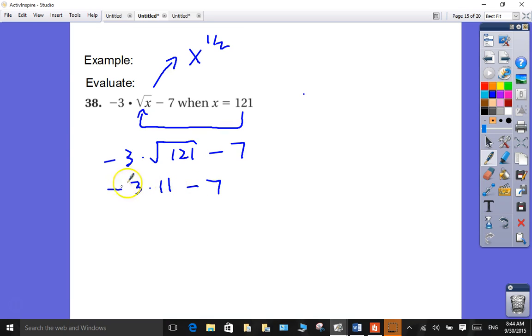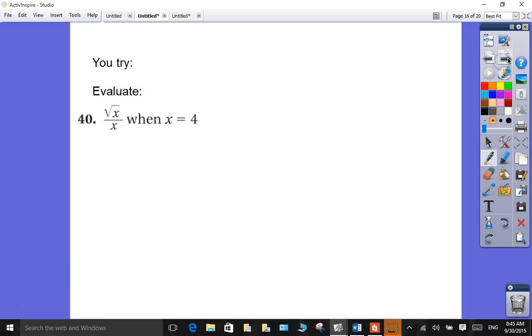So which do we do first out of this? Negative 33 minus 7. How do we put those two together? They're both negative, so you add them up, and what sign will it be? Negative. Negative 40. So you try that. Evaluate when x equals 4.